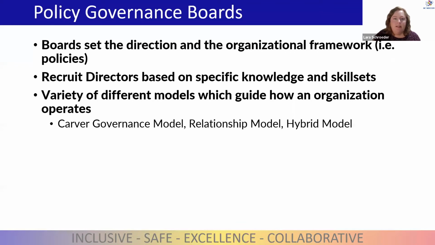It is considered best practice for nonprofit organizations to live on the policy governance end of the spectrum. And to do this, boards set the direction and the organizational framework, such as the policies. Oversight through policy development involves the creation of a whole host of policy documents and processes that might be just a few very robust, straightforward policies, or might be a very extensive policy manual. They also create executive limitations that define and limit the scope of management's authority, the executive director's authority.